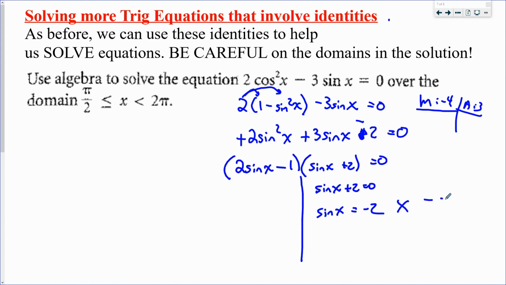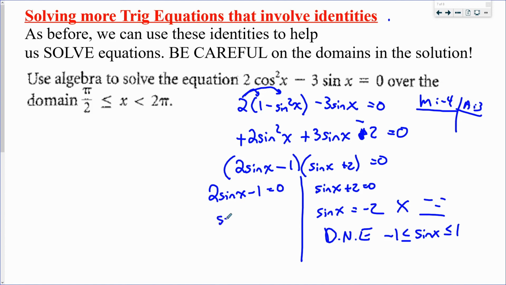Now, you should get alarm bells going off right now. That does not exist, right? Sine x has to be between negative 1 and 1 inclusive. So that's just simply out of bounds. So no solutions on this side. Over here on this side, this is looking more promising when you set it equal to 0. So you're going to get sine x equals a half.